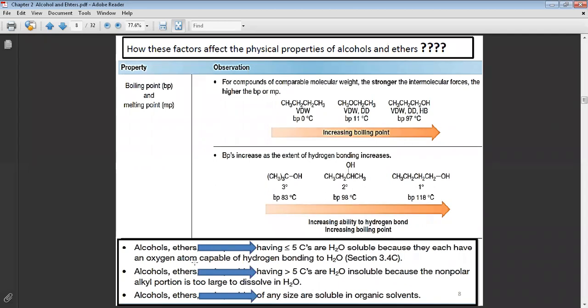Here he said alcohols and ethers of any size are soluble in organic solvent. Of course, alcohol and ether from carbon number 1 and the big ones will be soluble in the organic solvent. Of course, because alcohol and ether are organic compounds, they can be dissolved in the organic solvent, no problem. Both of them are hydrophobic.